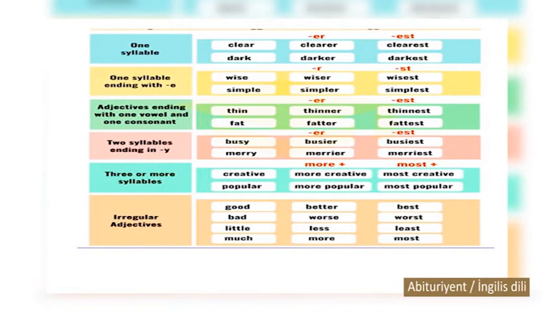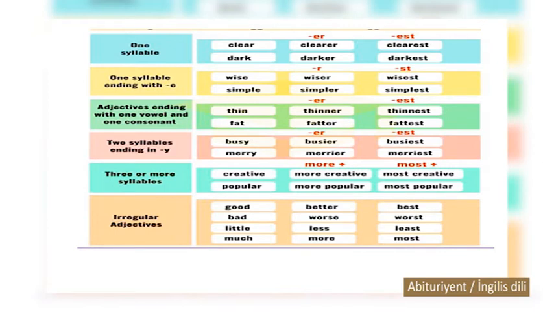And here are some ways of forming the comparative and superlative degrees of adjectives. Now let us look through this table. When we take monosyllabic adjectives, we form their comparative and superlative degrees with the help of suffixes. For the comparative degree, the suffix er, and for the superlative, est. For example, long, longer, longest, cold, colder, the coldest, hot, hotter, the hottest.